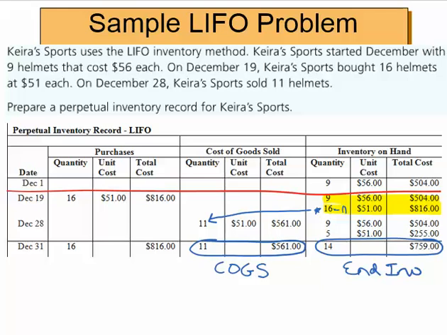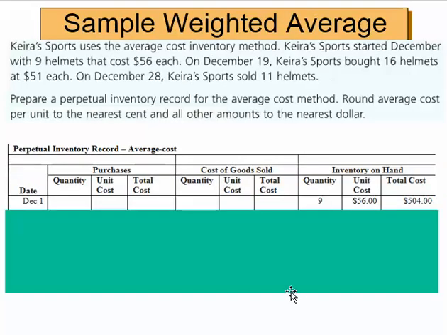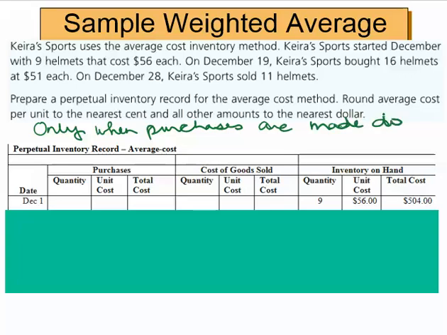Alright, the last one, weighted average, again starts the same. The difference is every time now that I make a purchase, I have to recalculate the weighted average cost for all those items. So let's write that down. Only when purchases are made do we recalculate the average. Okay, so make note of that.